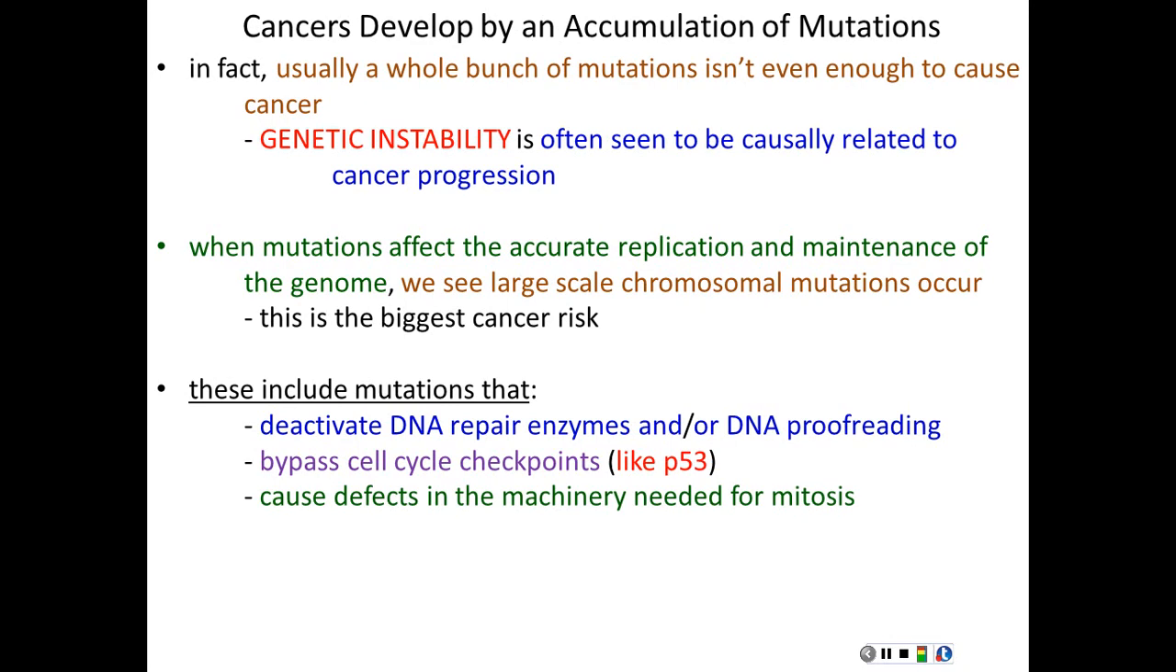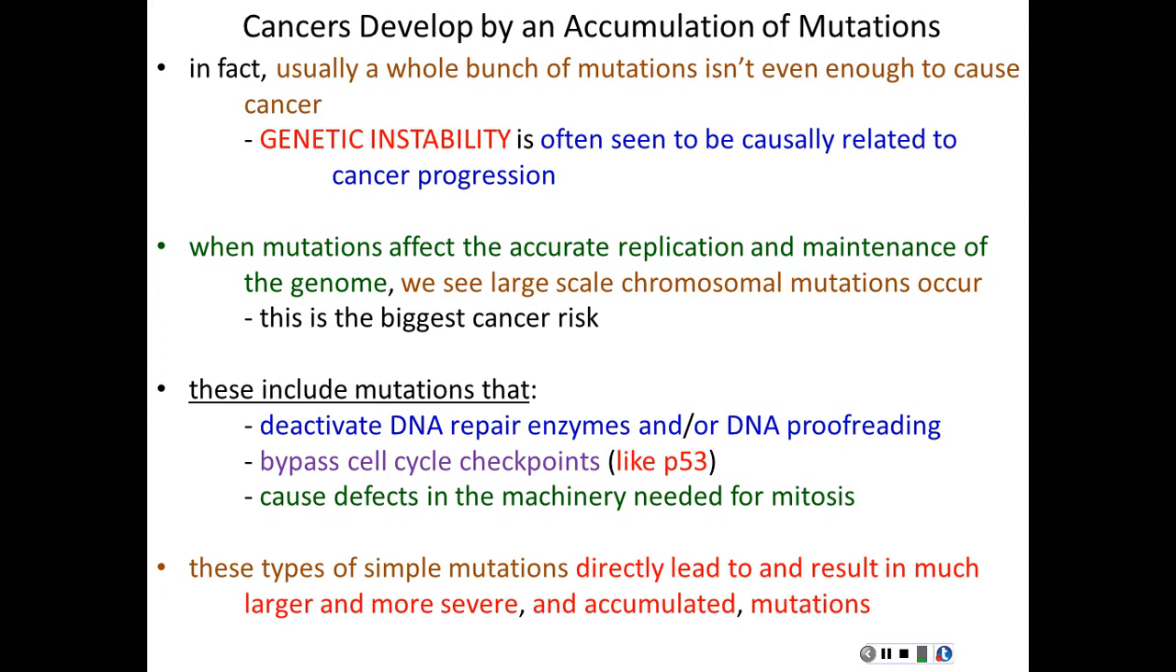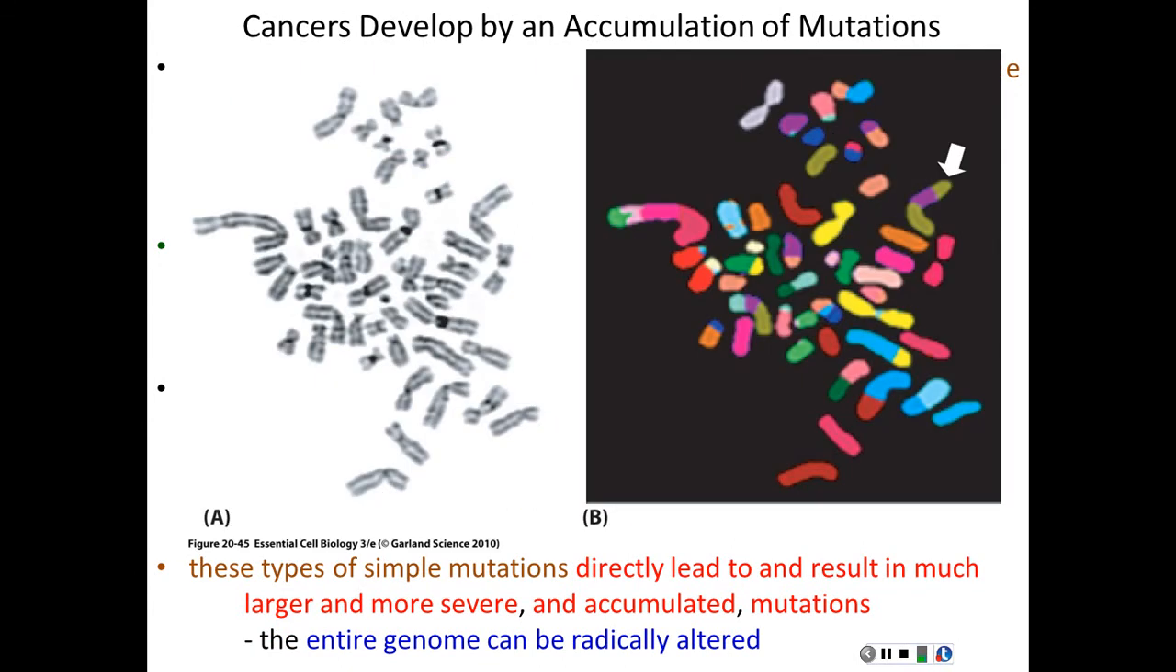Mutations that cause defects in the mitosis machinery cause genetic instability on a much larger level. Now we get the wrong number of chromosomes going into the wrong cells. We have large-scale chromosomal mutations. These types of simple, small-scale mutations on the DNA repair enzymes, the cell cycle checkpoint proteins, the cellular machinery needed for mitosis, these cause genetic instability. These mutations cause greater, larger-scale mutations in the cell, which can directly lead to and result in much larger, more severe accumulated mutations, eventually perhaps leading to cancer. The entire genome can be radically altered in this way. And we see examples of that.